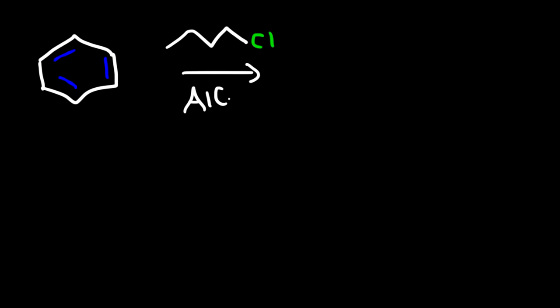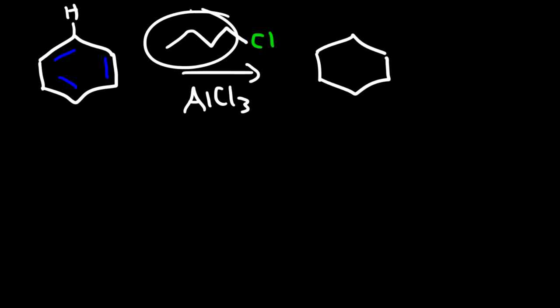So starting with benzene, let's react it with butyl chloride and aluminum chloride. What's going to be the major product in this reaction? Now this is the Friedel-Crafts alkylation reaction, and you might be thinking, well, all we need to do is replace a hydrogen with the alkyl group. And for the most part, that's going to work out. I'm going to replace this hydrogen though.